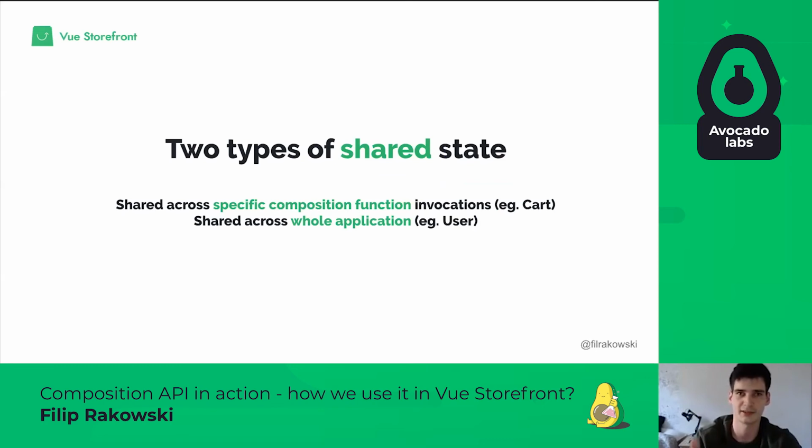For example, cart, when we have a useCart function, no matter where we call this, we always want to access the same cart object. So if we add something on the header, then we want to see this on the cart. Or if we add something on a product page, we want to see it on the checkout page. So we need to always have the same instance of a cart. And there is also a state shared across the whole application.